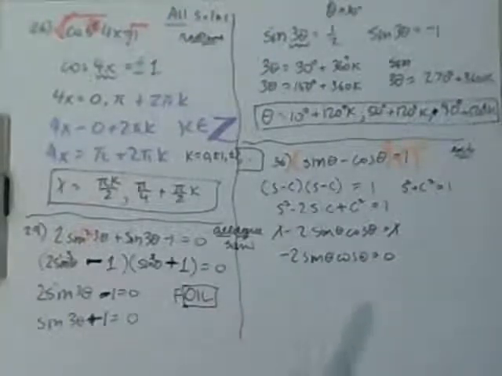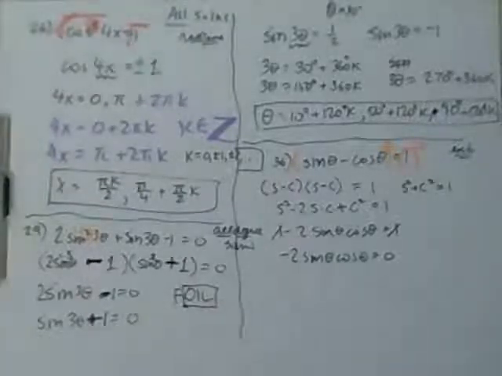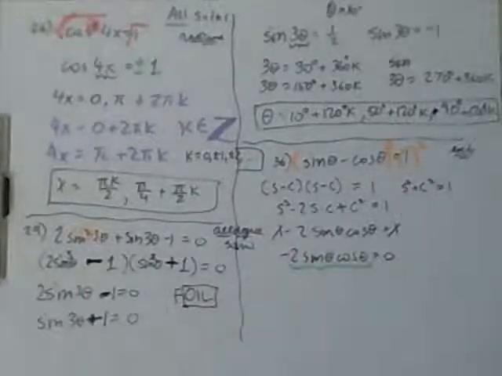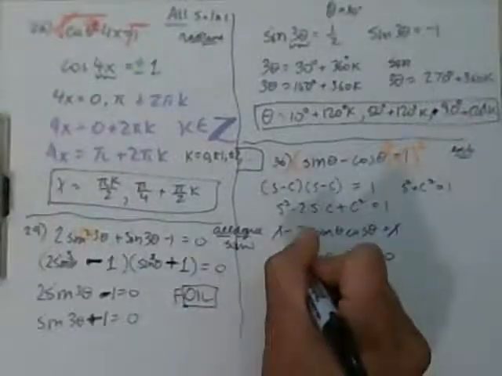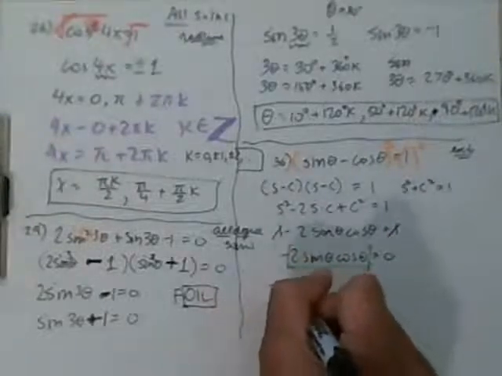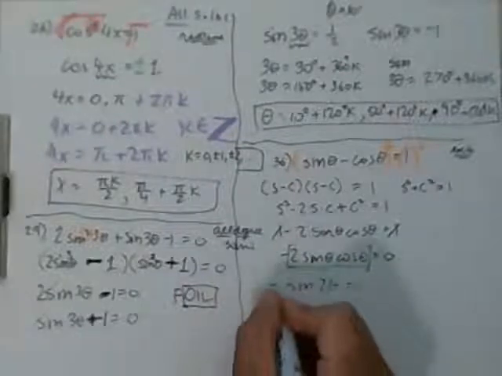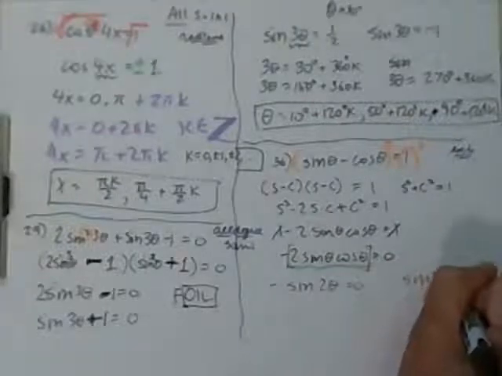At this stage, what you could do is set each factor equal to 0, but I don't think that's the way they did it because I turned the page. I think the way they did it is, this is a known. This looks familiar to you guys, doesn't it? It's the double angle, just this portion right here. So that becomes negative sine of 2 theta is equal to 0. We divide by negative 1 on both sides. Sine of 2 theta is equal to 0.